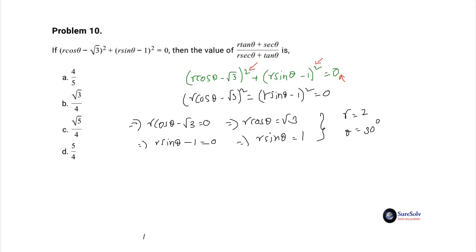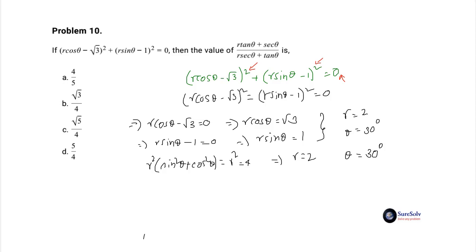Let's show you. Squaring up the two equations and adding, r square multiplied by sin square theta plus cos square theta equal to r square equal to 4. Or r equal to 2. Substituting this value of r in any of the two equations, we get the value of theta as 30 degree.